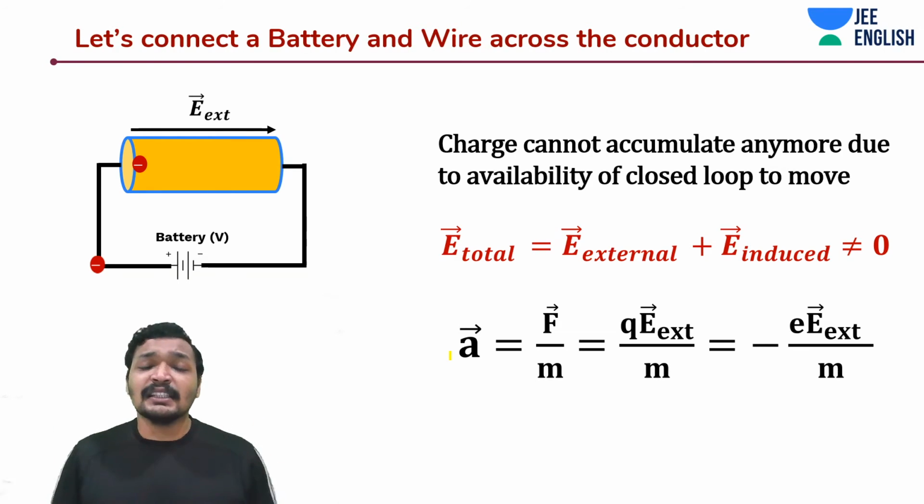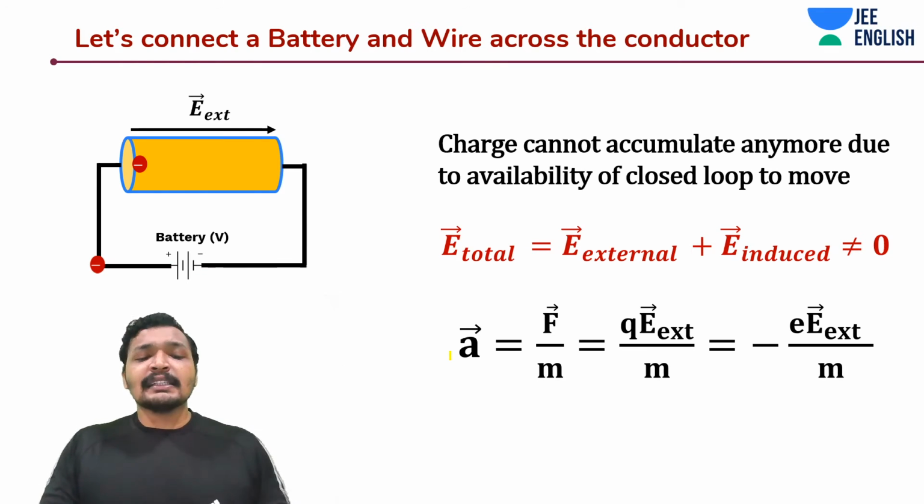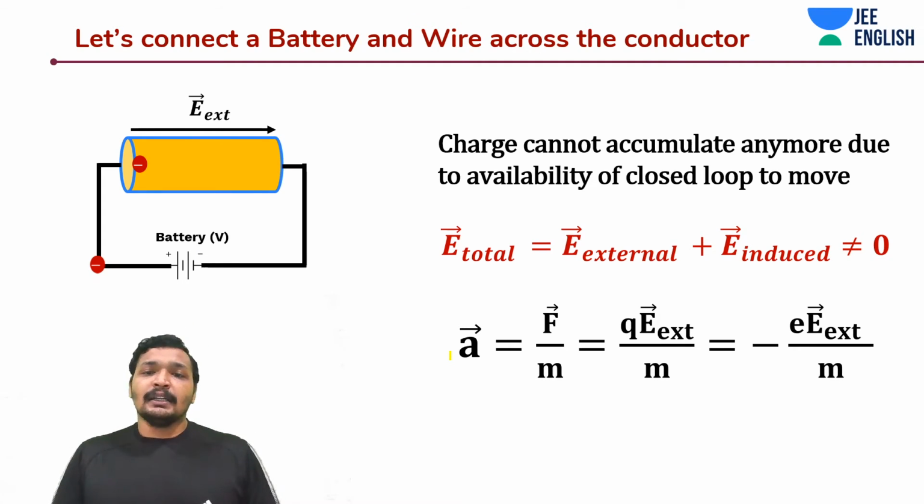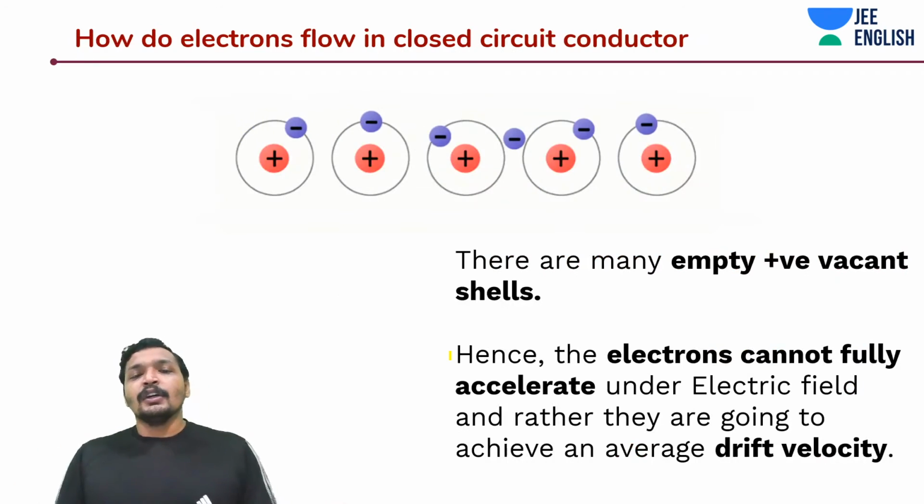What is happening such that I'm not able to get increasing current even at constant potential? What is happening inside the electrons, inside the atoms or inside the molecules such that I'm not able to get this increasing current? So let's understand it from an atomic point of view.